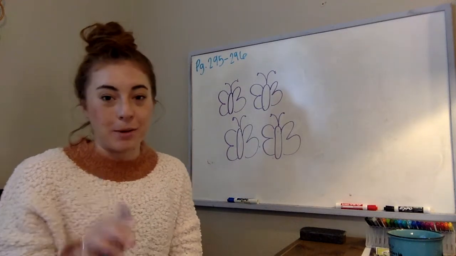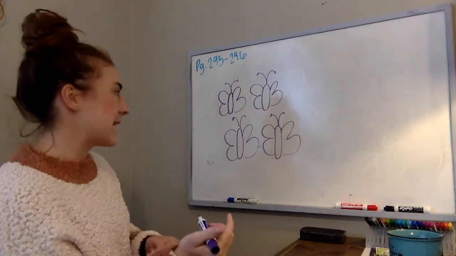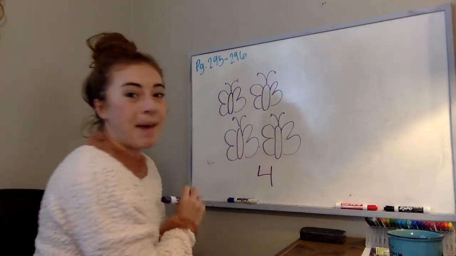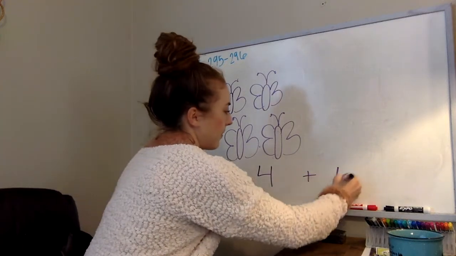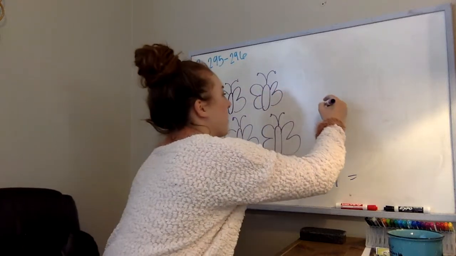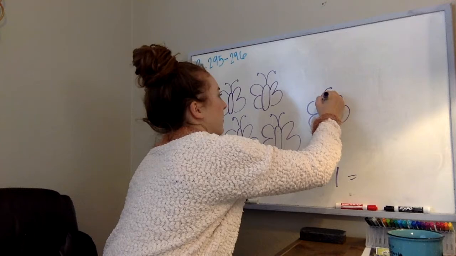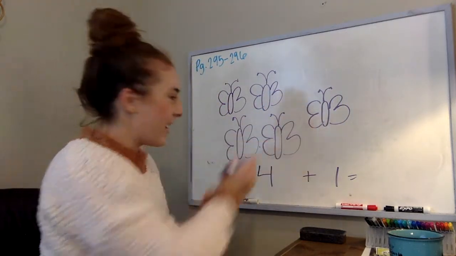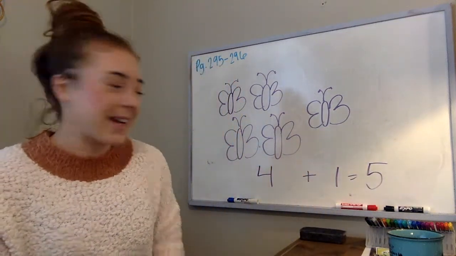I'm going to draw another one, but before I do that, let's write my number sentence. Let's start building our number sentence. I started with 4 butterflies, and I'm adding one more. Okay, let's see how many I have after finding my one more butterfly. 1, 2, 3, 4, 5. If you guessed that I found 5 butterflies, you are correct.